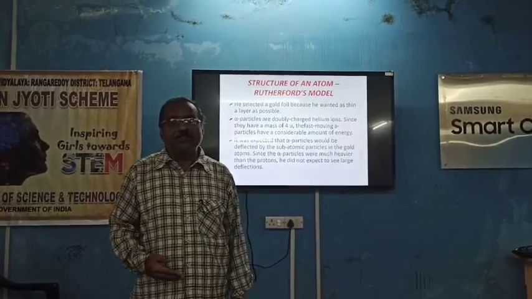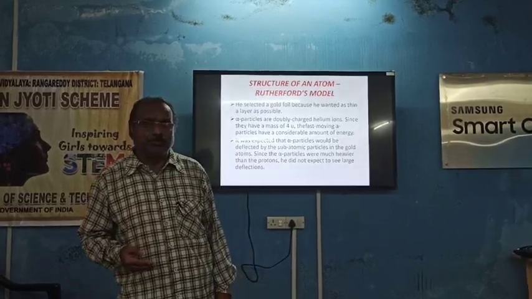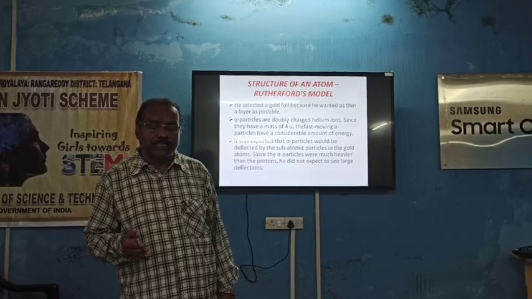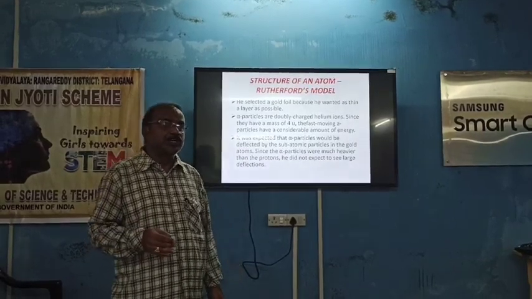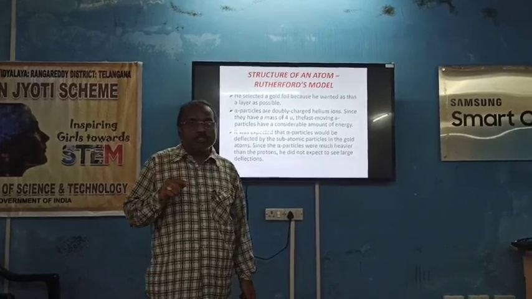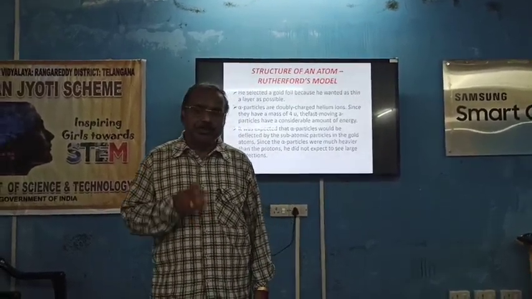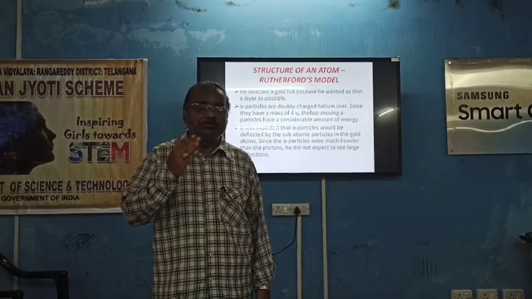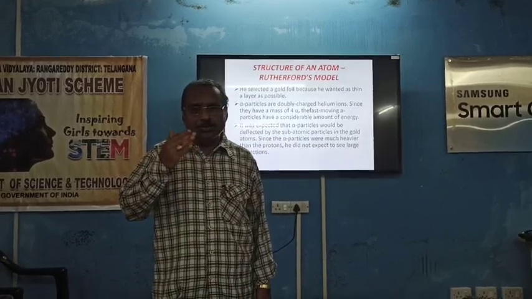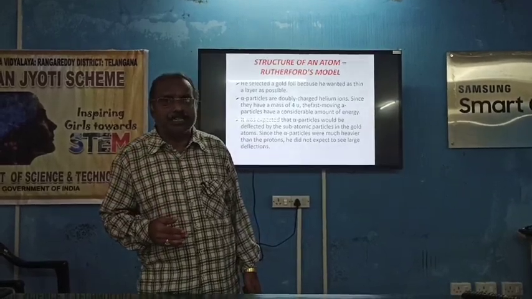The drawback is it does not explain the results of the Rutherford model, so it was actually incorrect. Now, what is the Rutherford model? Rutherford wanted to prove what Thomson told. Because Thomson had no experiment, he simply thought logically and told something about it. But an experiment was not there.